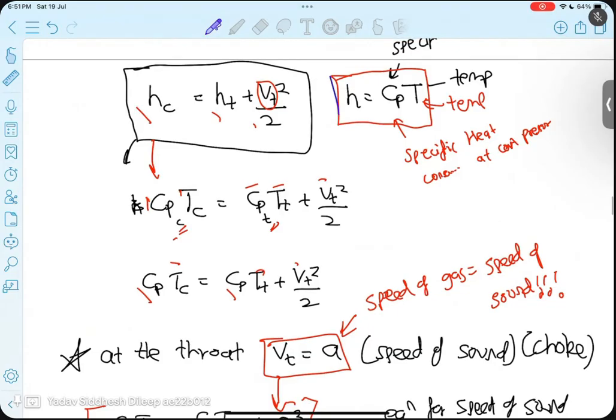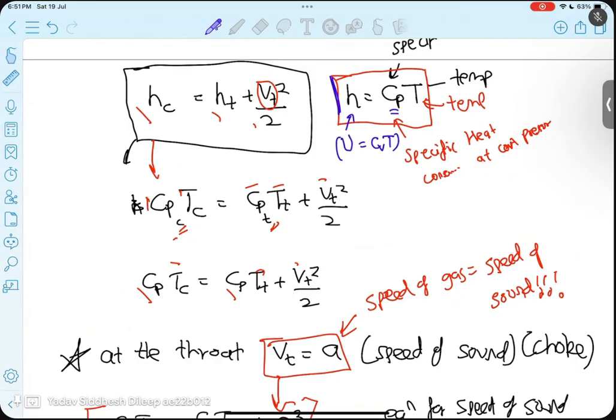H, the enthalpy, can also be written as Cp into T. If you have energy, you can write it as Cv into T. But enthalpy is written as Cp into T. That is why rocket combustion is a constant pressure process. Because the pressure in the combustion chamber is constant. It means the rocket combustion is a constant pressure process and not constant volume.